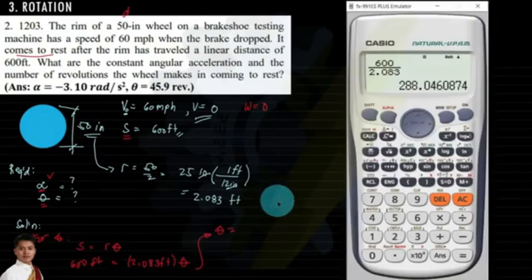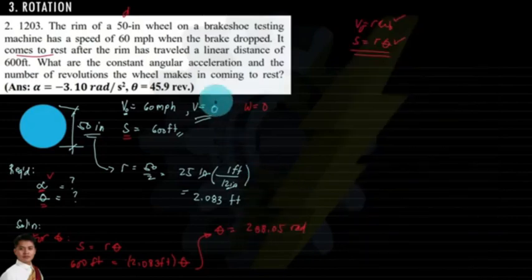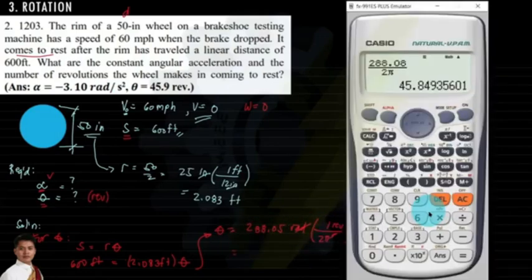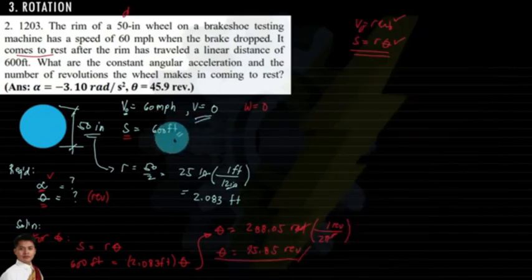So that is 288.05 radian. Then since revolution is what we are looking for, we need to convert this into revolution. So using our conversion, 2 pi radian per revolution or 1 revolution, we can solve for theta in revolution, which is equal to 45.85.